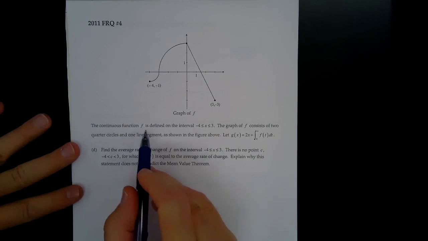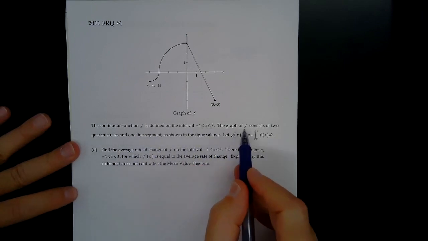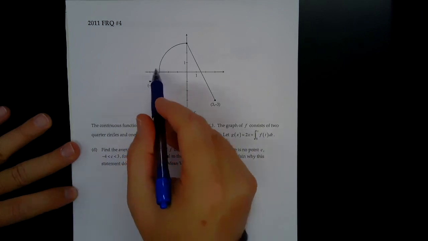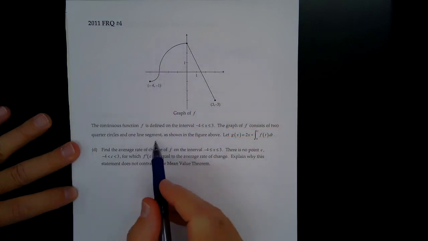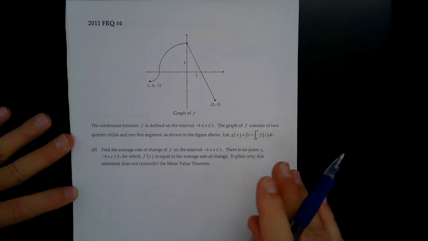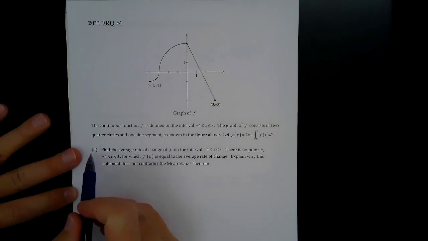Okay, so the continuous function f is defined on this interval -4 less than or equal to x less than or equal to 3. The graph of f consists of 2 quarter circles, so quarter circle right here, another quarter circle right here, and one line segment, that's this one, okay? As shown in the figure above, and let g of x equal this. I know you don't know what this symbol is. This is just a root of one of the free response questions, and this is just one portion, okay?